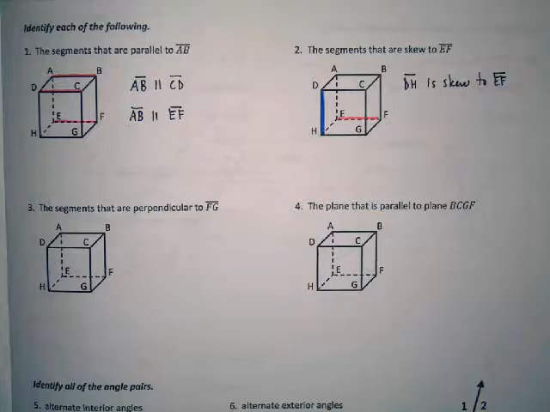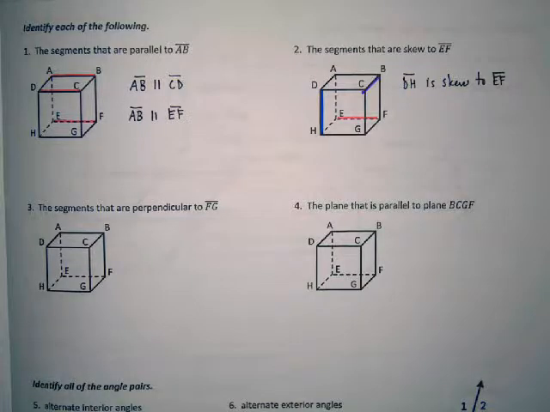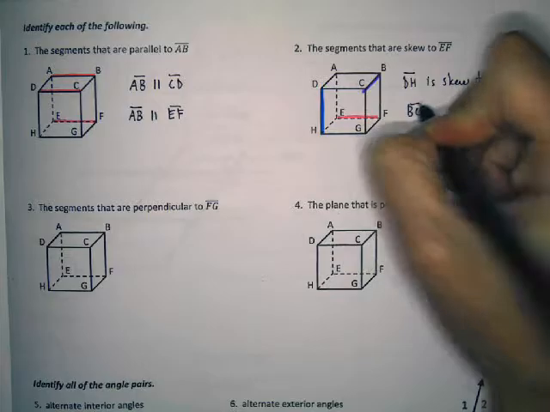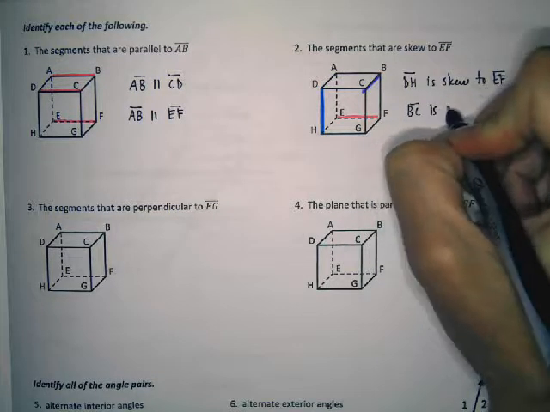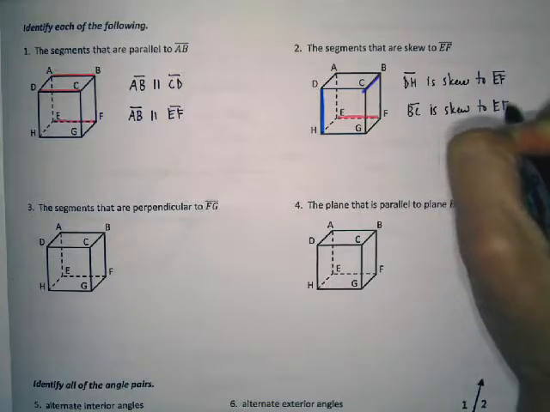There are other choices as well. For example, I could pick segment, let me get a different color, BC here is another segment that would be skew to EF. Those segments are non-coplanar and they're not going to intersect.